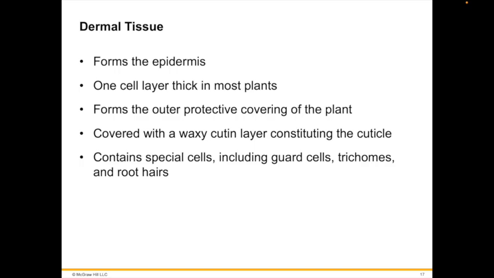Epidermal cells, which originate from the protoderm, cover all parts of the plant body. Several specialized cell types occur in the epidermis, including guard cells, trichomes, and root hairs.